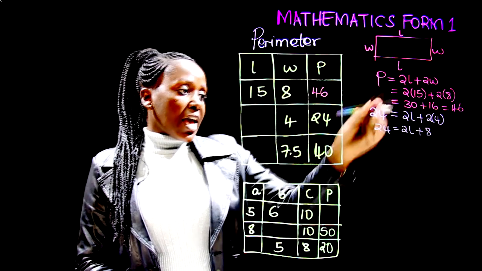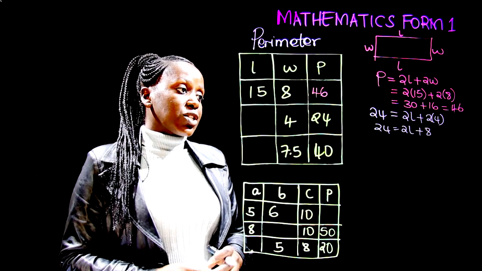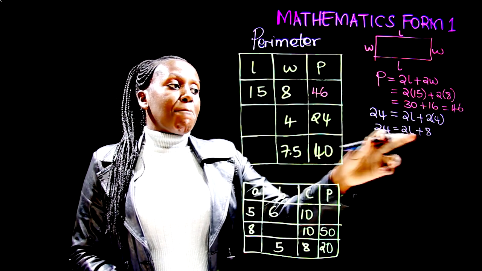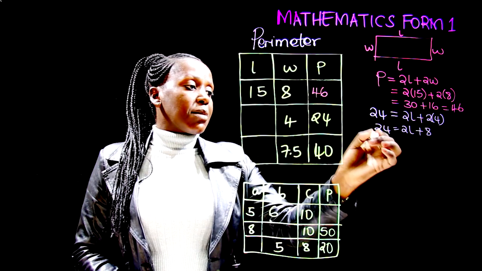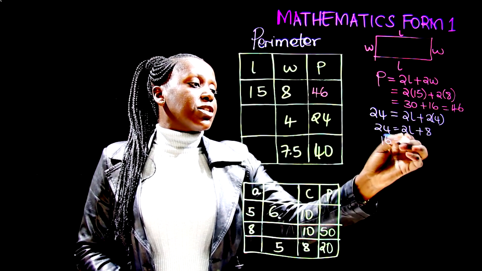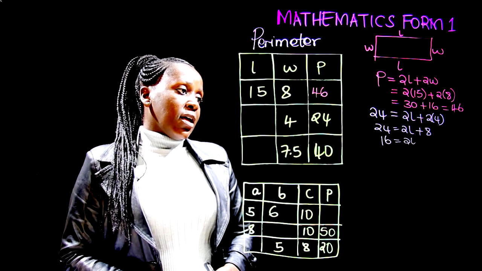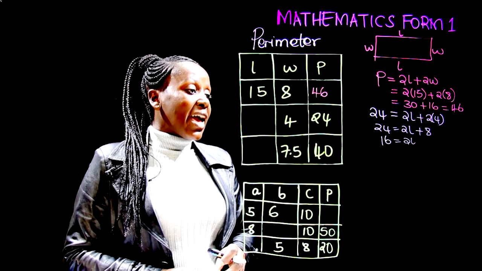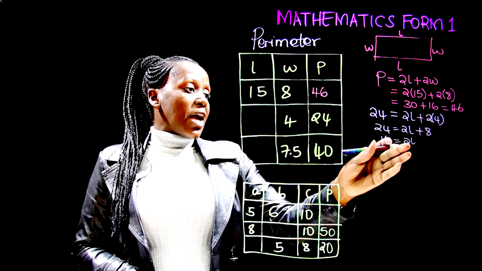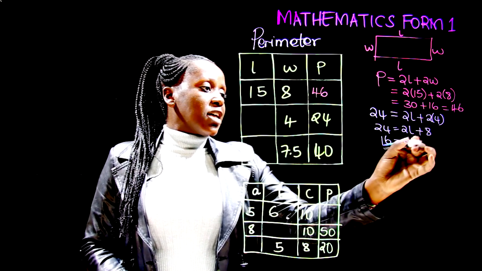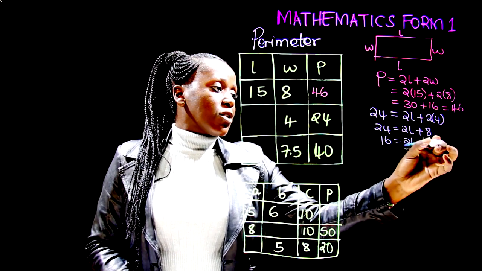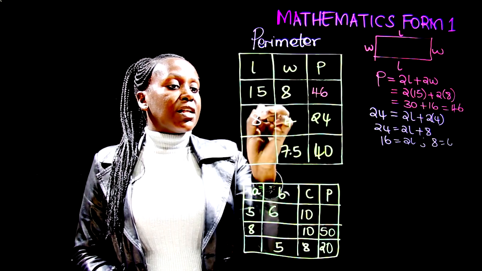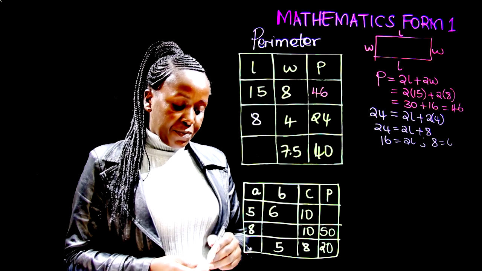So if we take 8 to the other side of the equation, it's going to be subtraction. And 24 minus 8 is the same as 16, which is equal to 2L. Now, we are required to determine L, not 2L. So we have to divide by 2 on both sides so that 8 will be equal to the length. So in this table now, we can fill this as 8.